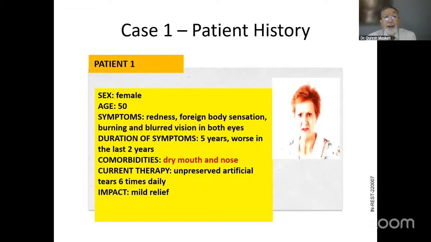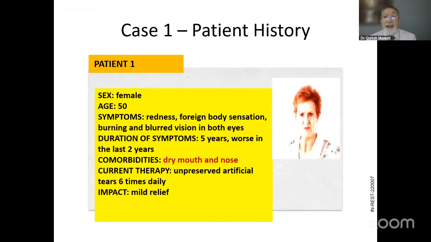When I went a little deeper into the history, she told me she also has dryness of the mouth, difficulty in spitting saliva, and the nose is always dry as well. Occasionally, she even had a nosebleed because of dryness in the nose. So current therapy, her doctors had put her on, because it was chronic.